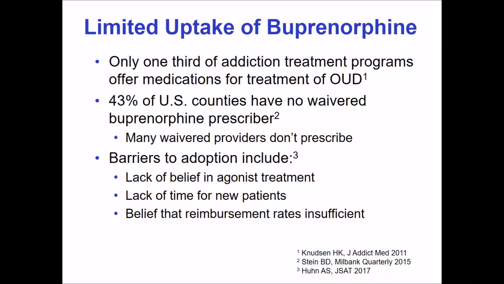Some of the barriers to the adoption that were determined in a survey of primary care providers demonstrated a lack of belief in agonist treatment as one important barrier. Lack of time for new patients. These are very, very busy providers with lots on their plate, and the thought of adding one more thing can be a barrier. And the belief that reimbursement rates are insufficient.